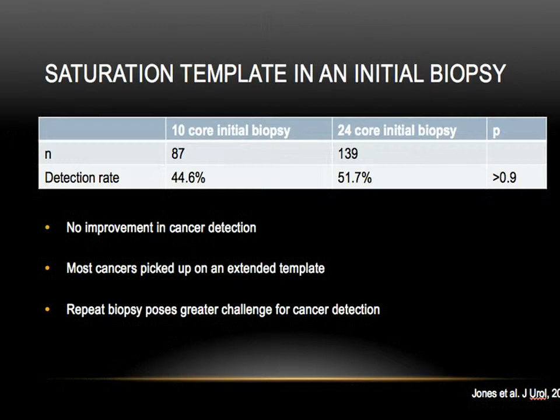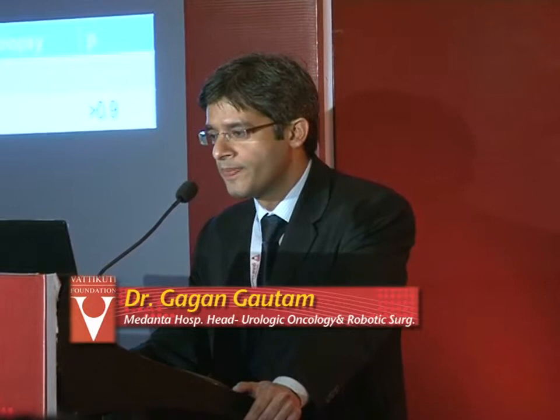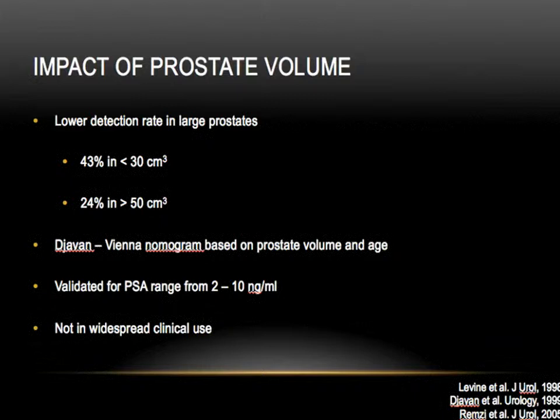The logic for that is that most of the cancers are picked up on an extended template in the initial biopsy, and repeat biopsy is a greater challenge for cancer detection than is the initial biopsy. As a result, saturation template has been reserved for the repeat biopsy setting and not the initial biopsy setting. We all know that it's logical to assume that if we have a larger prostate, we'll have more difficulty in finding prostate cancer in it.